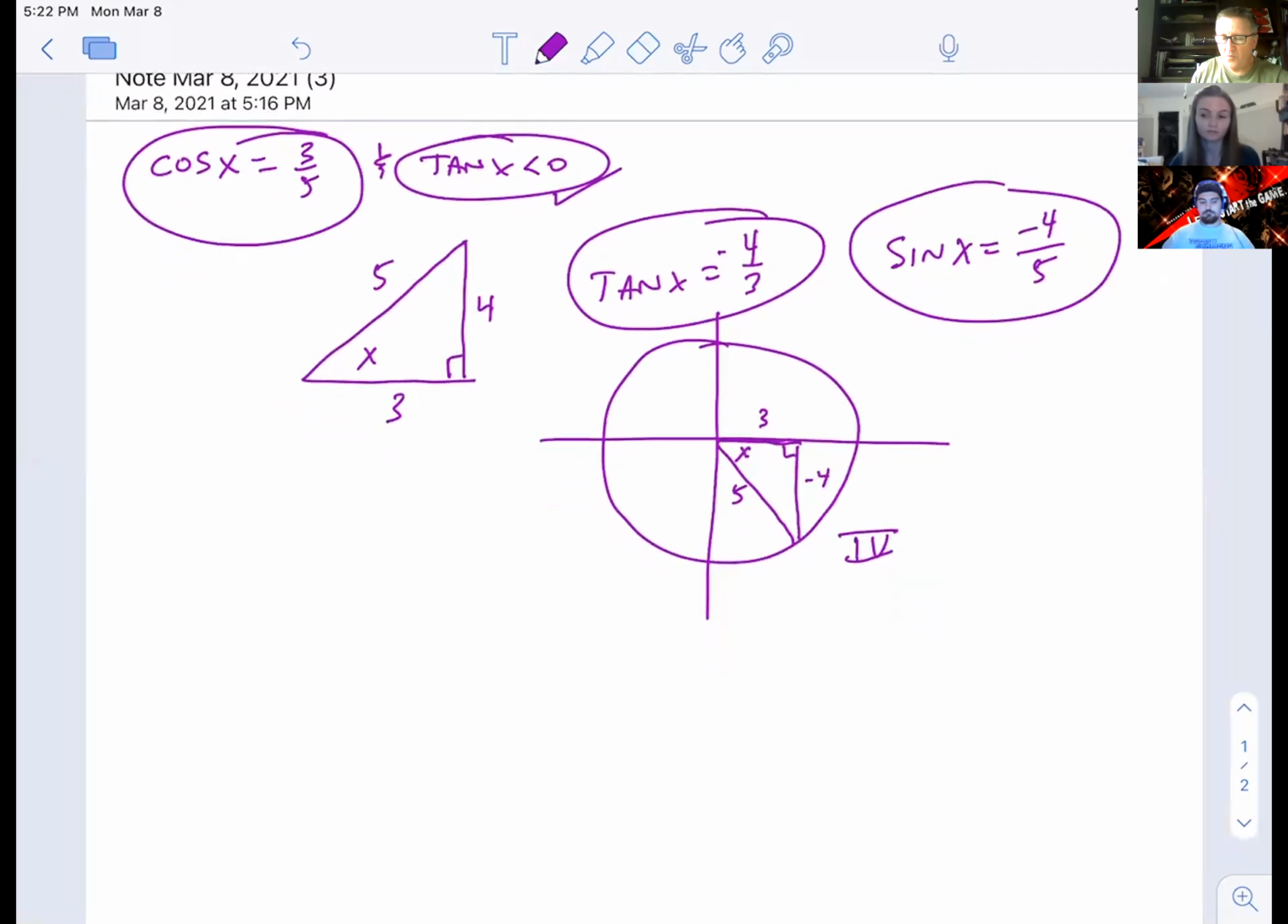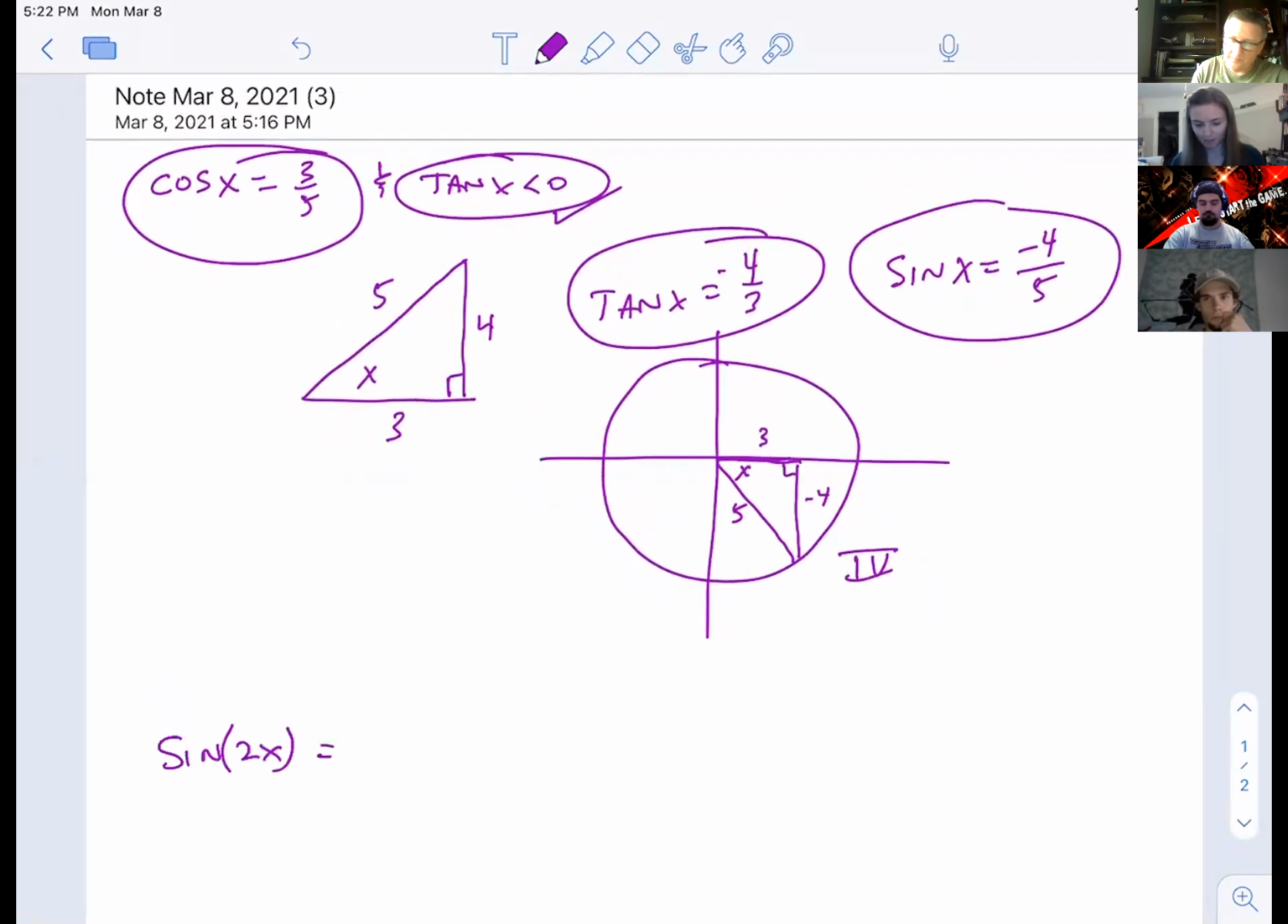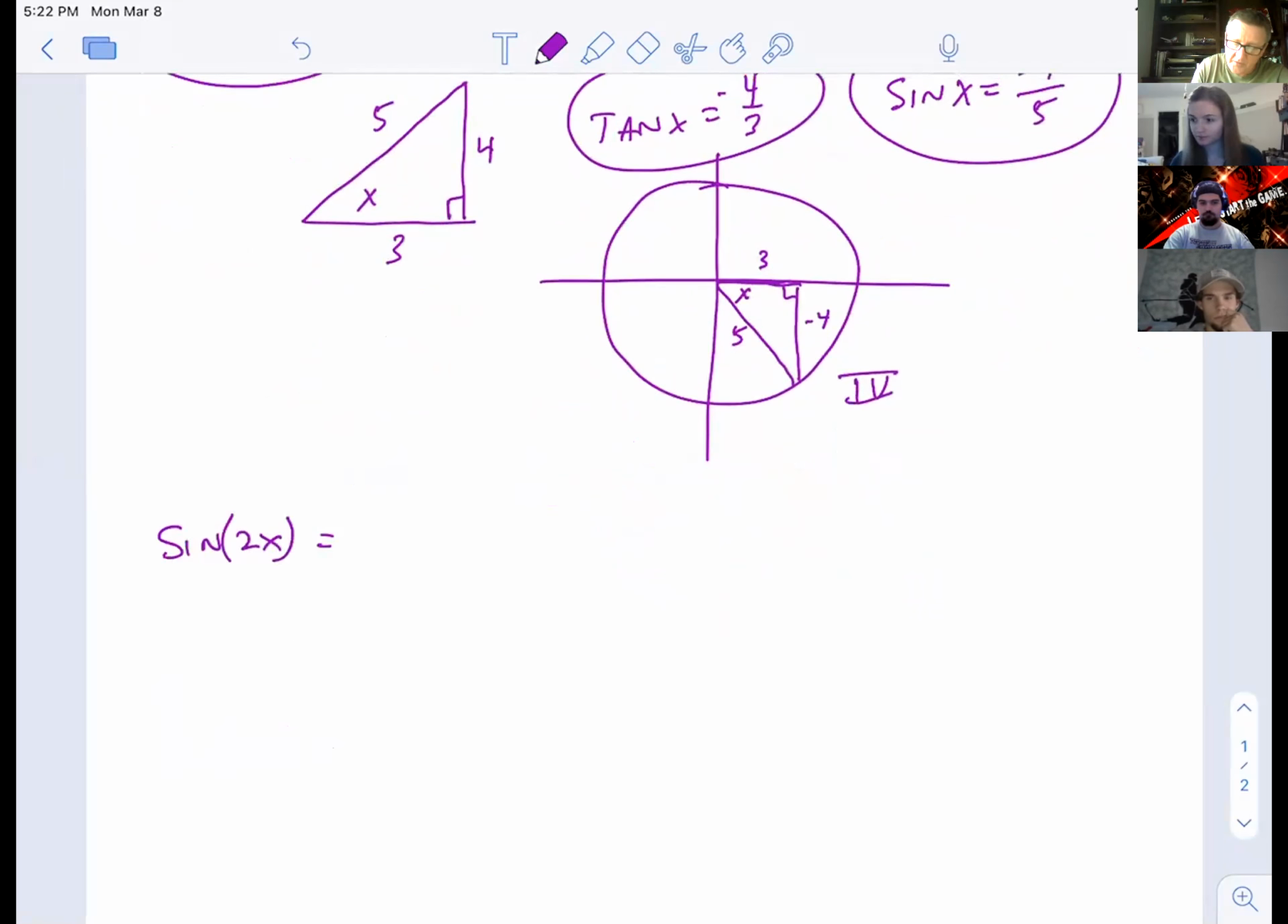Now, if we're asked for, say, the sine of 2x, well, that's double the angle, so I can't do it. This was your question, Cole. I can't find double the angle, but an identity that I can look up that we looked at last time says sine of 2x is the same thing as 2 times the sine of x times the cosine of x.